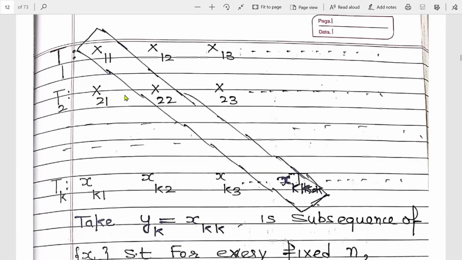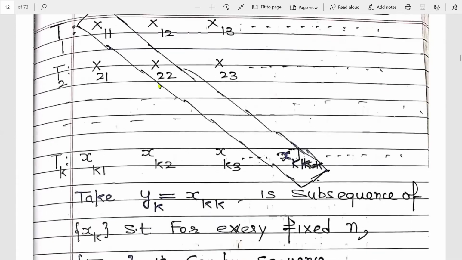Now, these diagonal entries, x11, x22, xkk, we represent in the form of yk. So what is yk? It is xkk. This is again a subsequence of xk, and because all these sequences are Cauchy, it is again a Cauchy sequence.